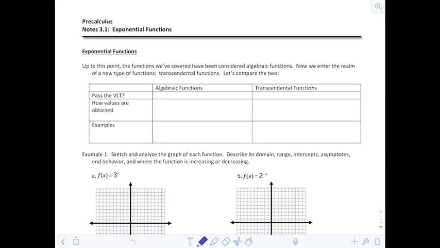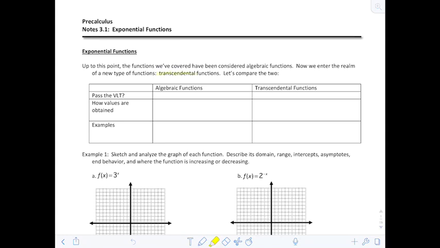Okay, notes 3.1, exponential functions. So up until now, we've covered algebraic functions, things like quadratics, cubics, quartics, but now we're going to talk about exponential functions, and they are a little bit different.